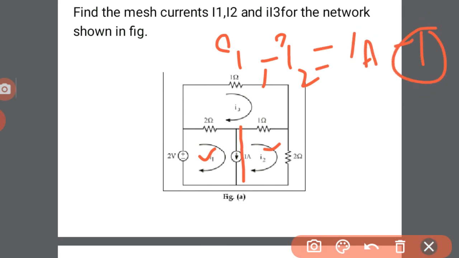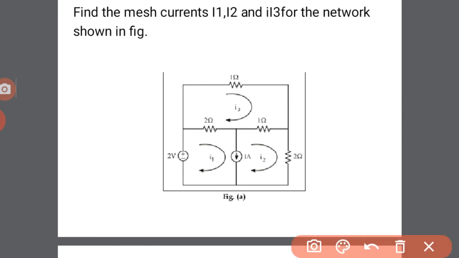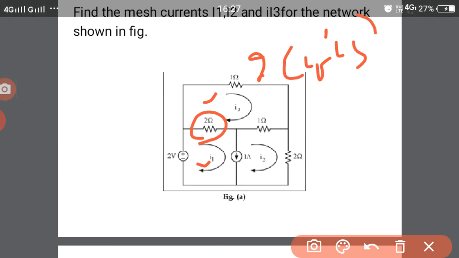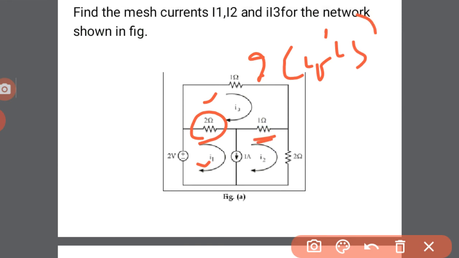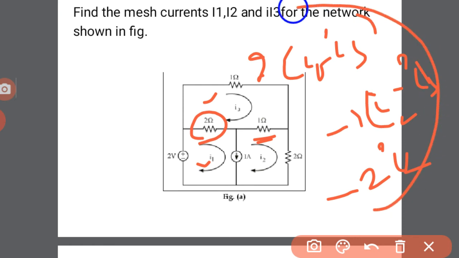Now we are applying the super mesh equations. How to apply the super mesh: here 2 ohms is in between loop 1 and loop 3, so 2 into I1 minus I3. Next, the 1 ohm resistor is in between loop 2 and loop 3, so minus 1 into I2 minus I3. Next, minus 2 into I2. In this way you have to write the equation. Is it clear for everyone?